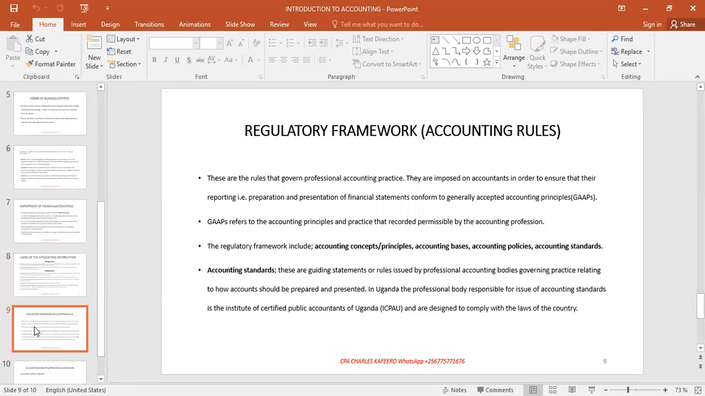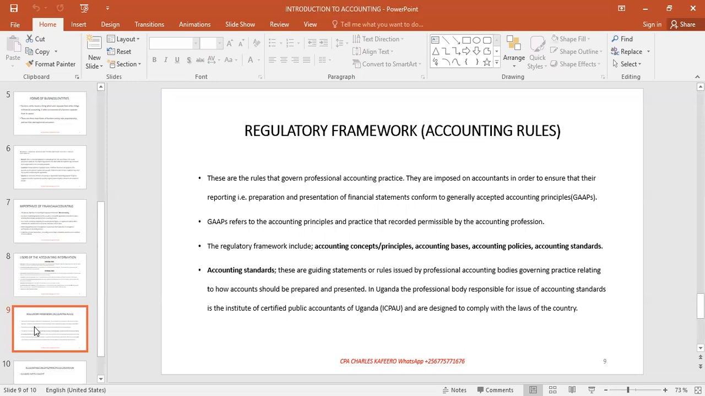Allow me to proceed to the regulatory framework or the accounting rules. As I said earlier, this tutorial is basically a CPA tutorial, and it's going to be concentrating more on what is really done in Uganda.